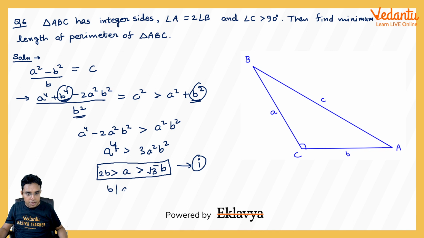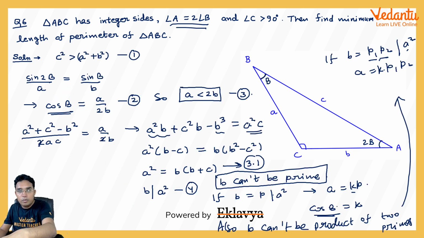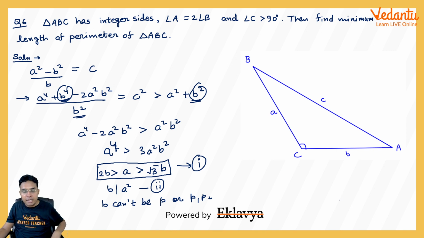B divides a square, let me call this 2, and I also said that b cannot be prime or p1 p2 or p1 p2 p3 like that. Otherwise this relation cos b equal to a upon 2b will not be possible. I think that should be sufficient enough to do this.